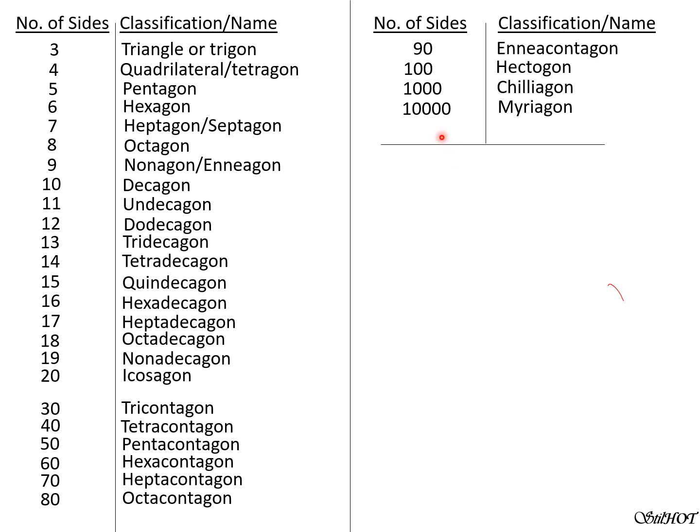It's actually very difficult to draw polygons with this number of sides unless the length is considerable. It's actually a circle. It's almost, or it's a circle already. In general, if there are n sides, it's called n-gon.